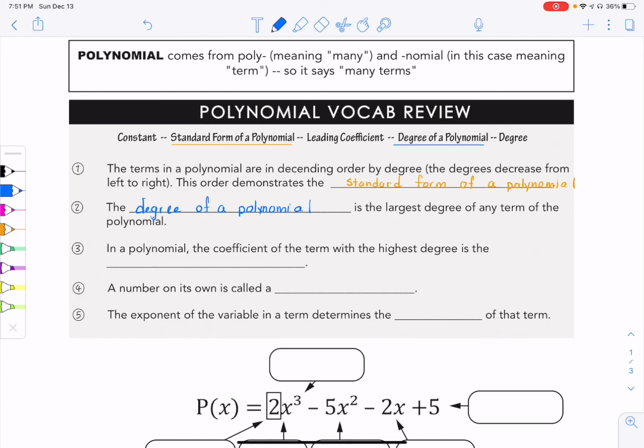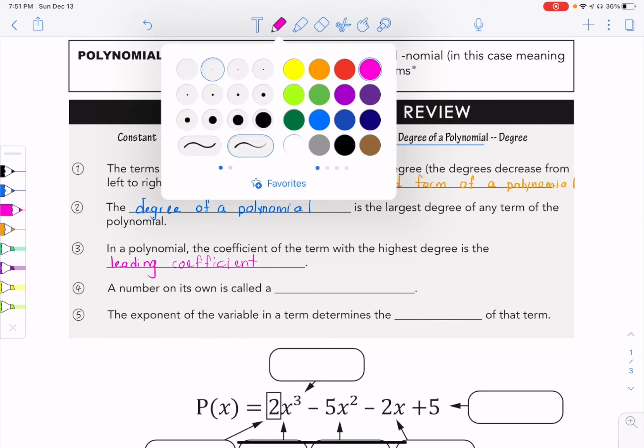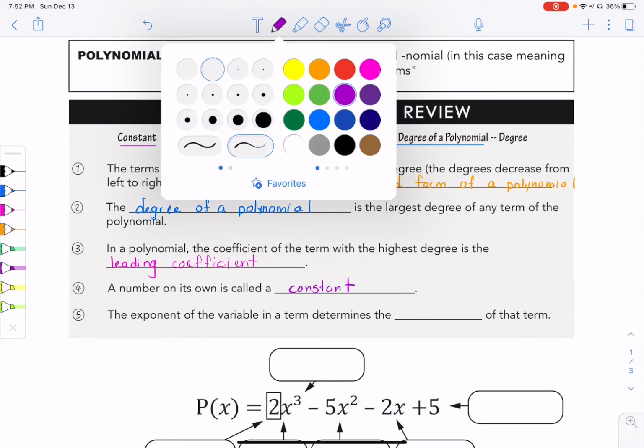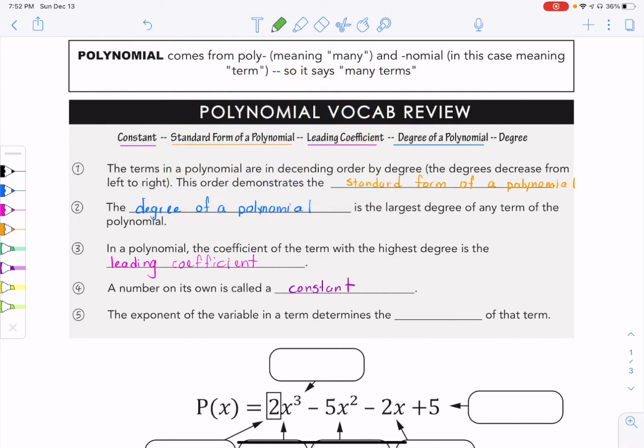Number 3, in a polynomial, the coefficient of the term with the highest degree is the leading coefficient. Number 4, a number on its own is called a constant. And number 5, the exponent of the variable in a term determines the degree of that term.